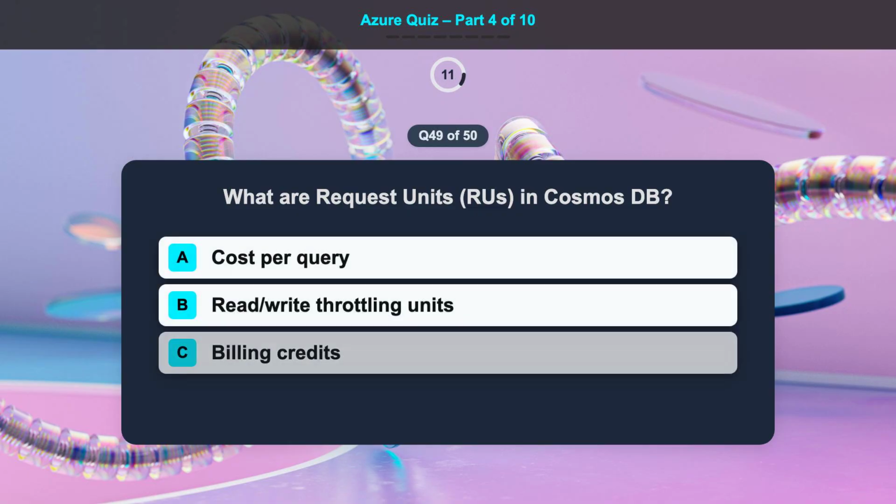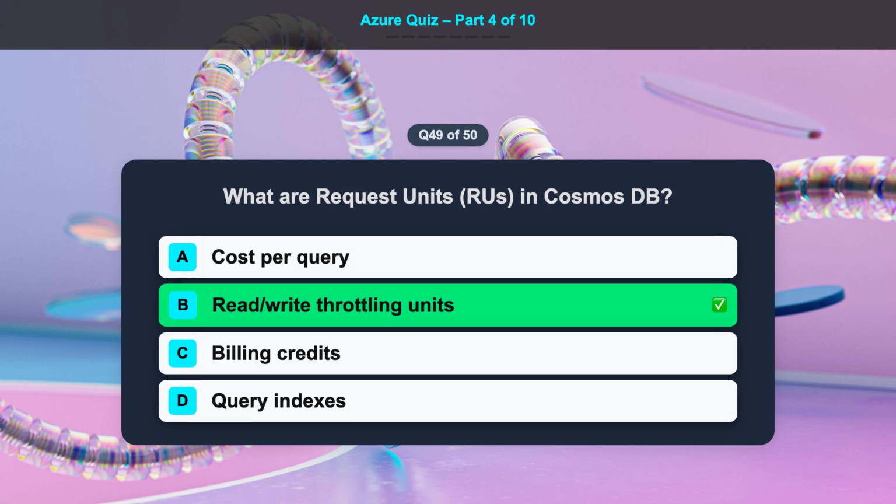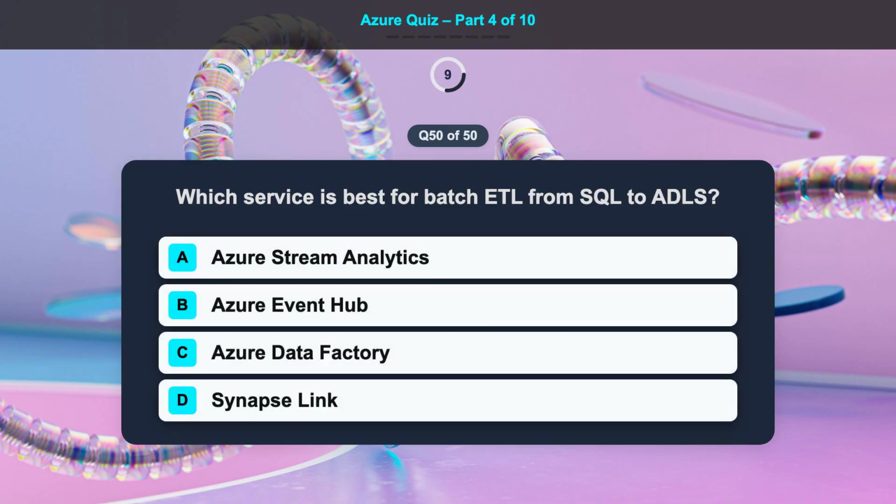Question 49. What are request units, RUs, in Cosmos DB? Question 50. Which service is best for batch ETL from SQL to ADLS?